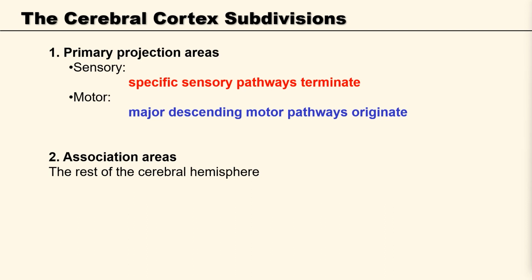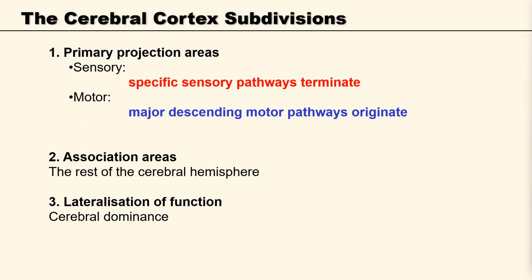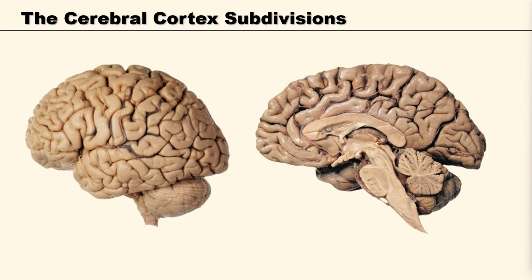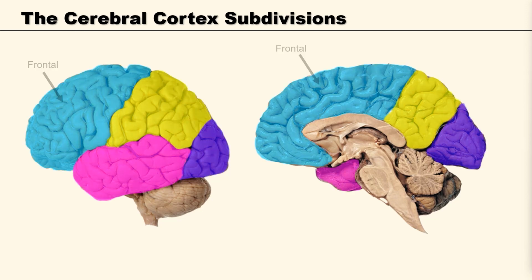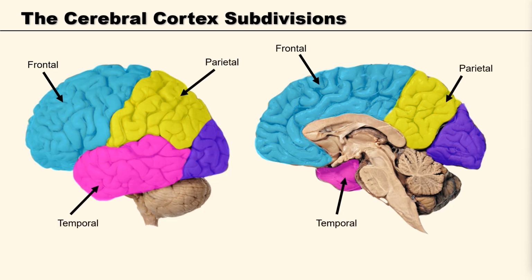We also have a third subdivision in something called the lateralisation of function. What this means is that dominance of some functions occurs in each particular cerebral hemisphere. For instance, something which we will come on today is the dominance of the left hemisphere in relation to speech and language. Here we have the brain in all its glory, and let's recap the lobes. We have the frontal lobe, the parietal lobe, the temporal lobe, and the occipital lobe.